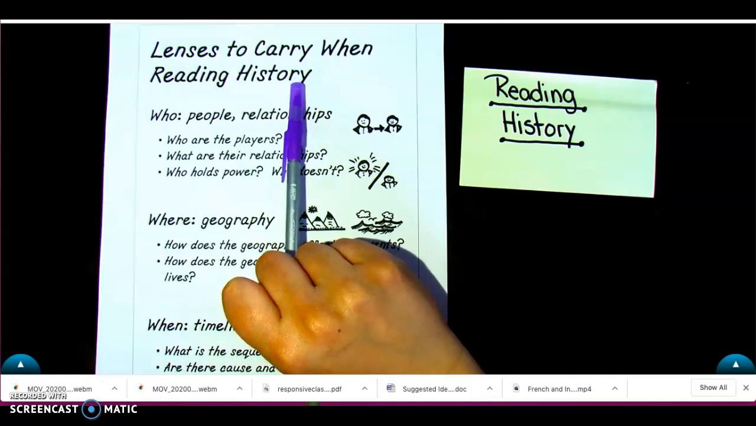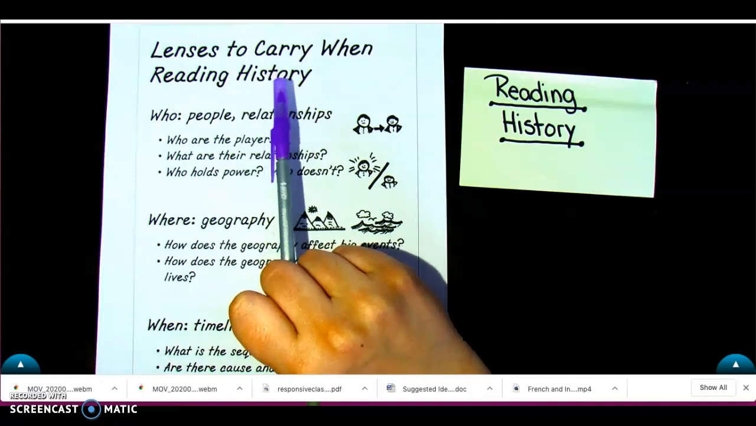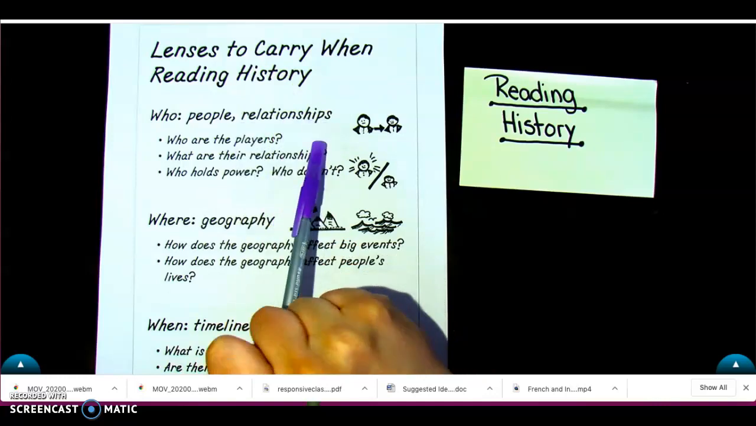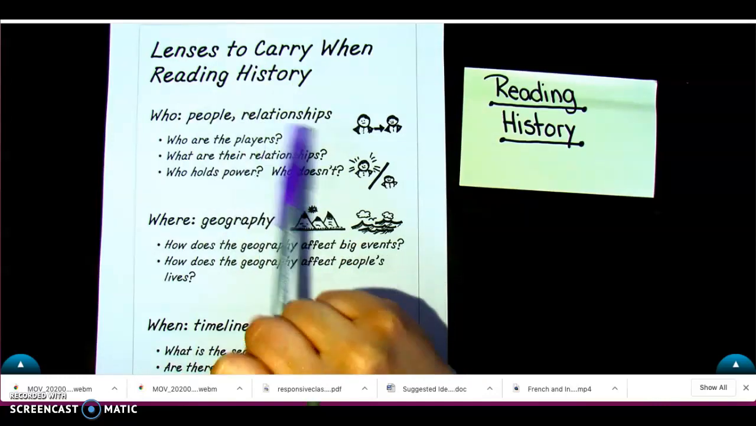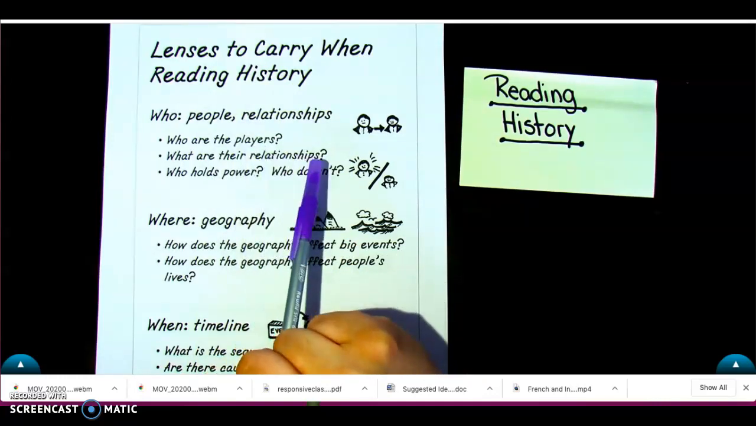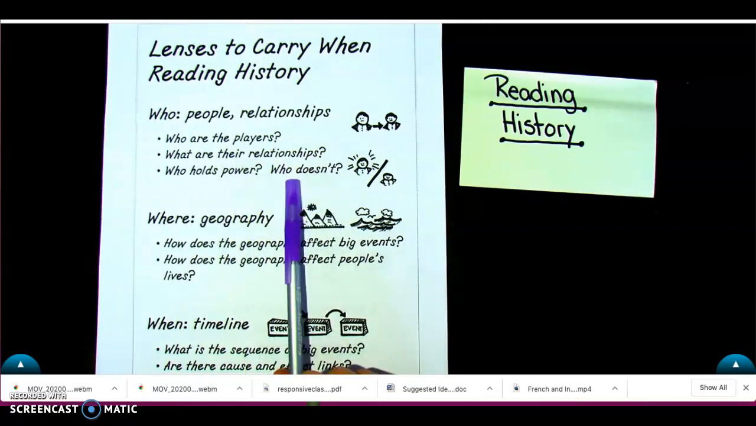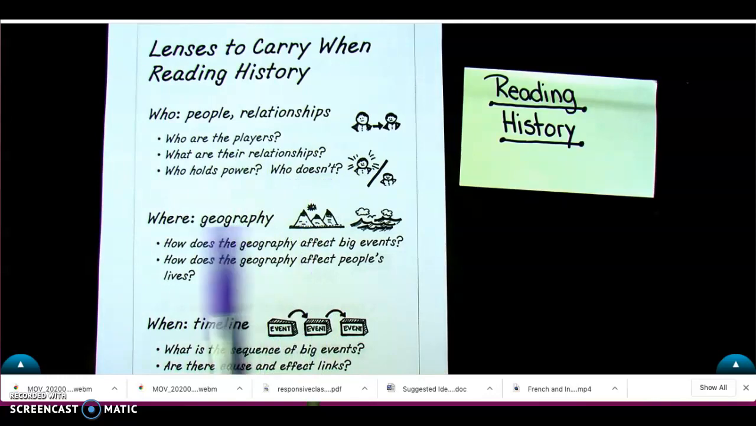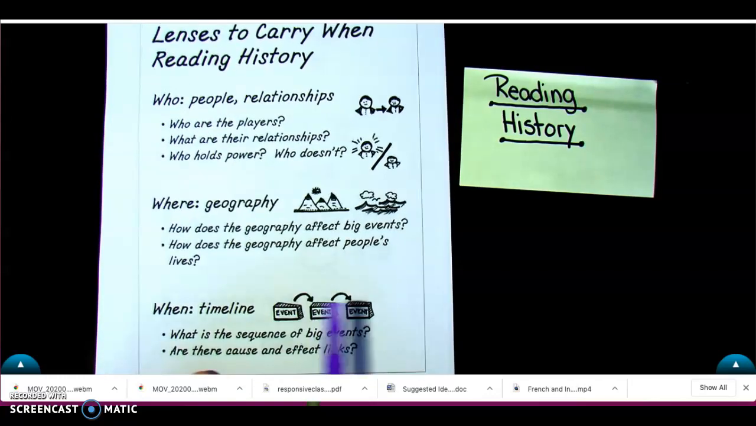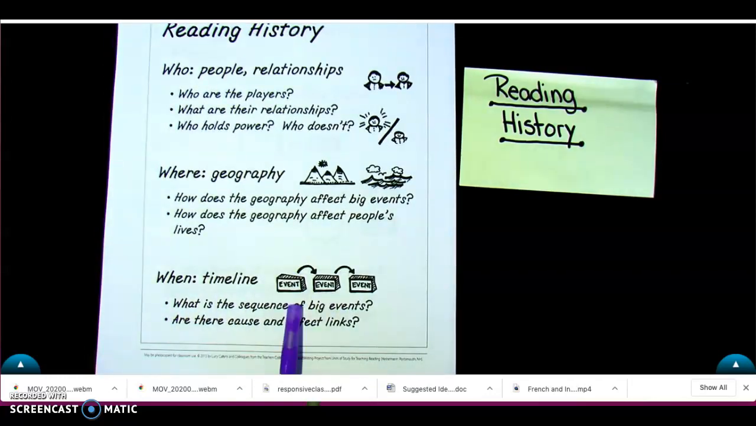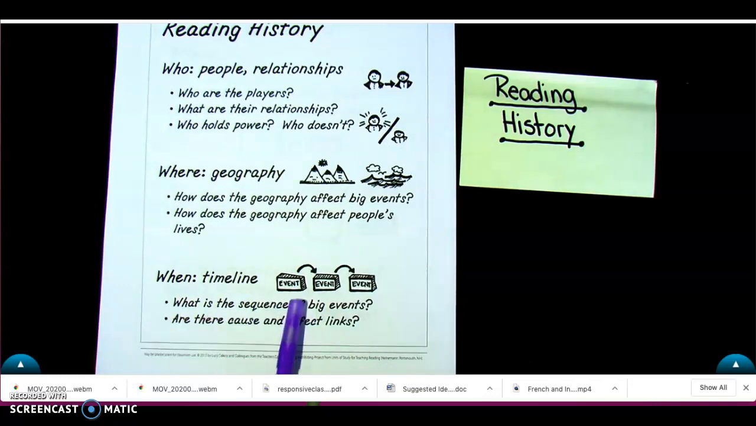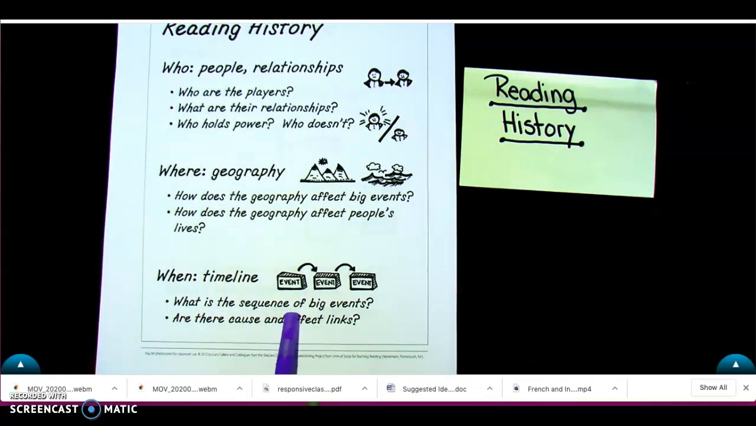There are three important things to remember, or to focus on rather, right? Who, okay? So who is in the text, right? What are the relationships like? Who holds the power? Who doesn't? Where is this taking place? And very important, when, right? So a lot of the time when we're reading throughout this unit, we're going to be keeping timelines.